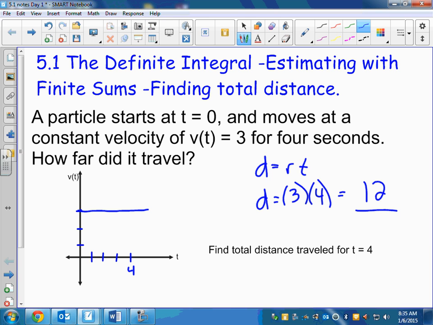And if I stopped that at 4 seconds, could I draw a line in here to say I'm bounding that in from 0 to 4 seconds? Do you agree that that's what that would look like?